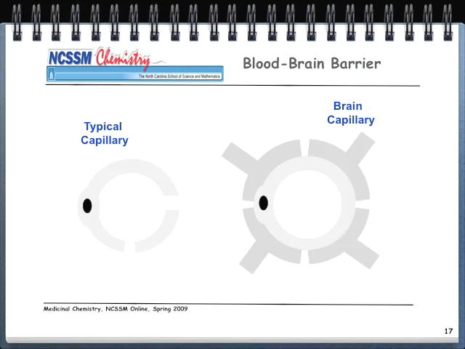But I do want to talk about one special type of membrane here. And if you look on the left, what you see there is a sort of a cartoon picture of a typical capillary or typical blood vessel. So basically you have a cell membrane. It's got some openings in it. But fundamentally the drug has to absorb its way through that membrane to get into the cell to do whatever it is it needs to do.